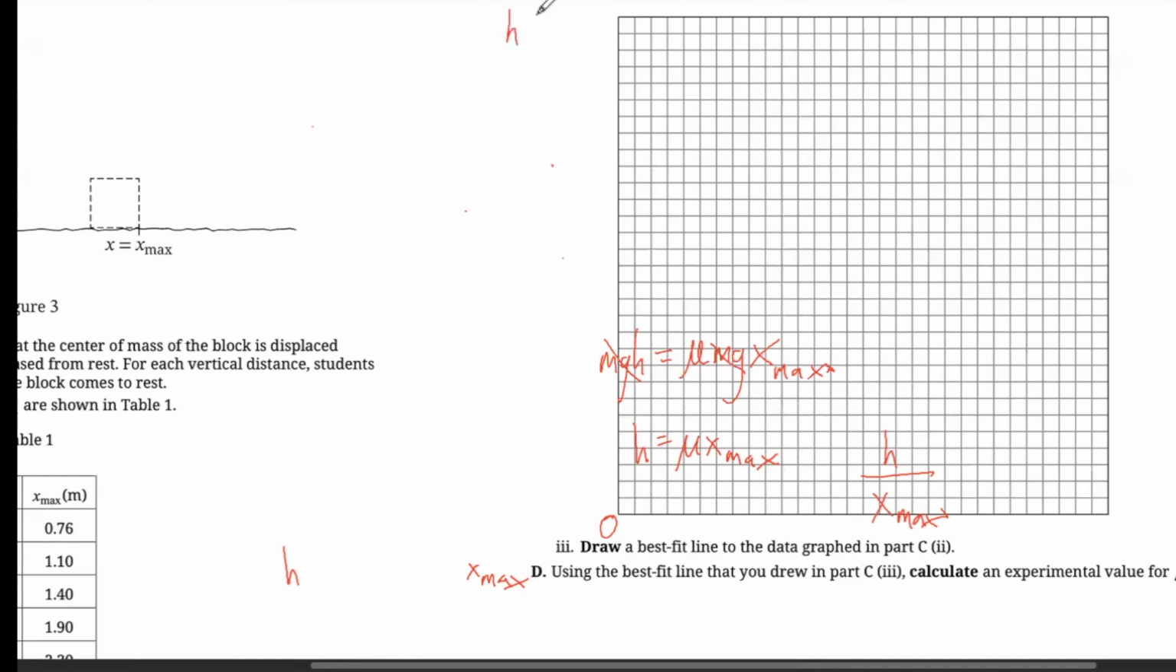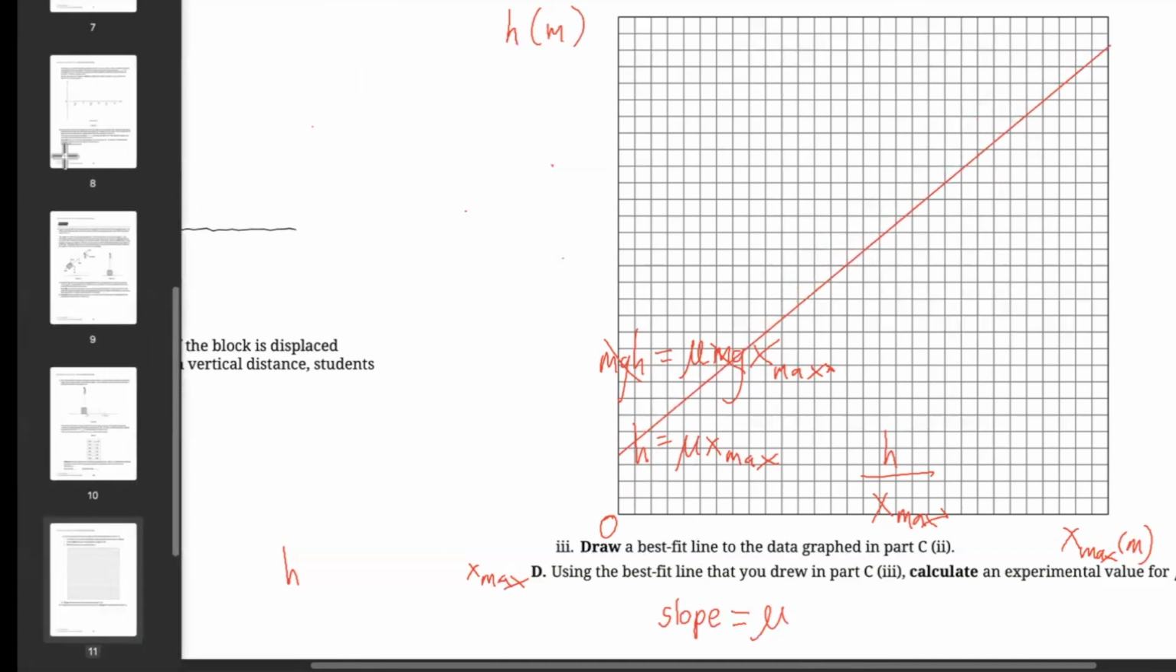In addition, you label H with the units that you have, and you label X max with its units. And then again, you plot your data, put numbers on the scaling, plot your data, create a best fit line. And then, like we said, the slope is going to equal the coefficient of friction. So say that you draw a line and say that that line does not look that bad. Let me just go ahead and create a random line right now. Obviously, I haven't plotted my data, but this is just to show you what you do with your line once you have it. So here's our line.